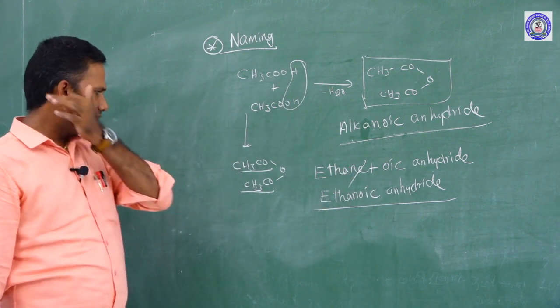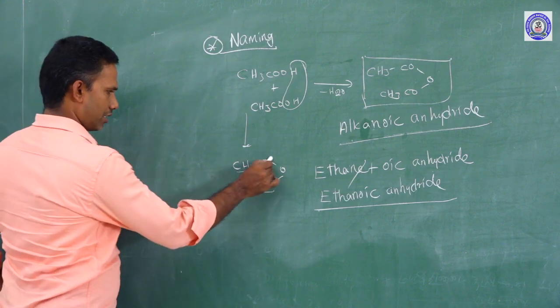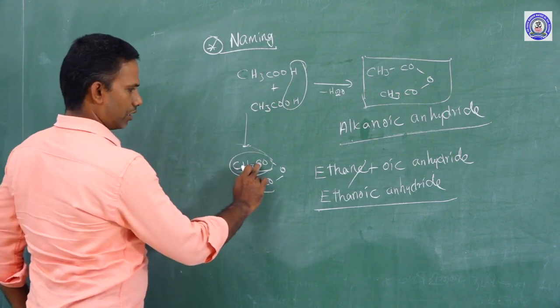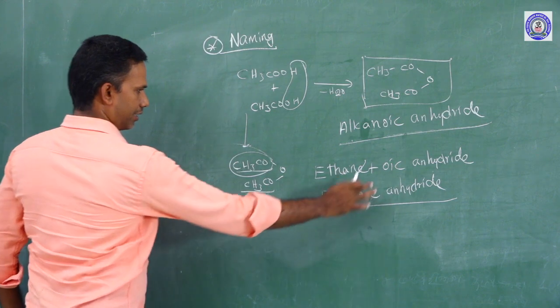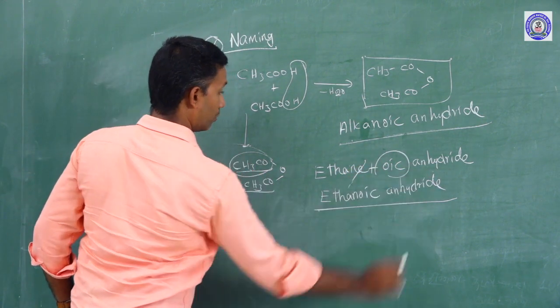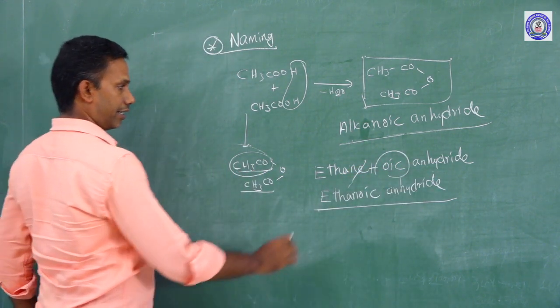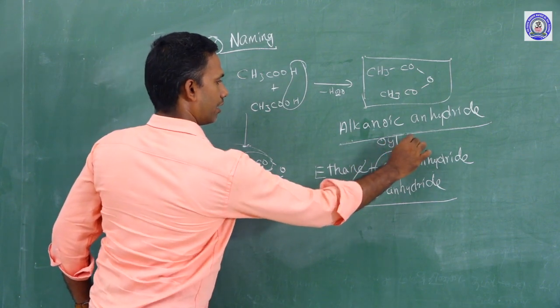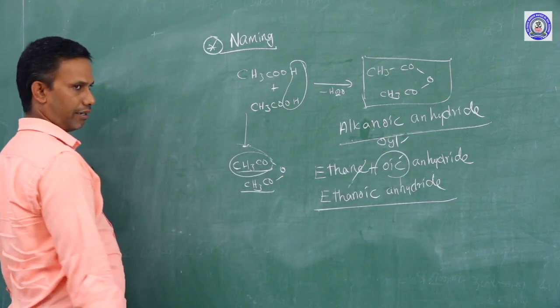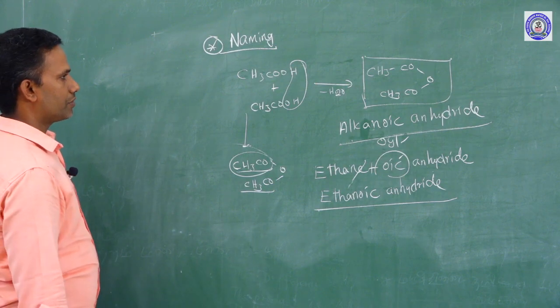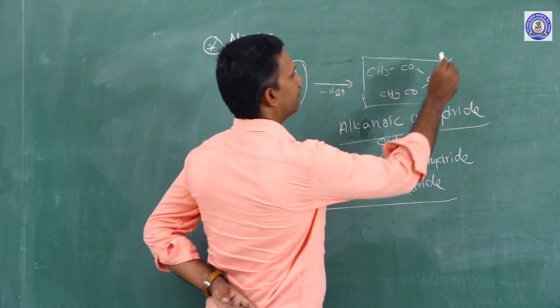Simple. Otherwise, if you follow the rule, count the carbons in any one of the groups. 2 carbon, ethane, E eliminated, oic anhydride. Just as in acetyl chloride you added oyl, here the special oic anhydride should be added. So let me tell some more examples.